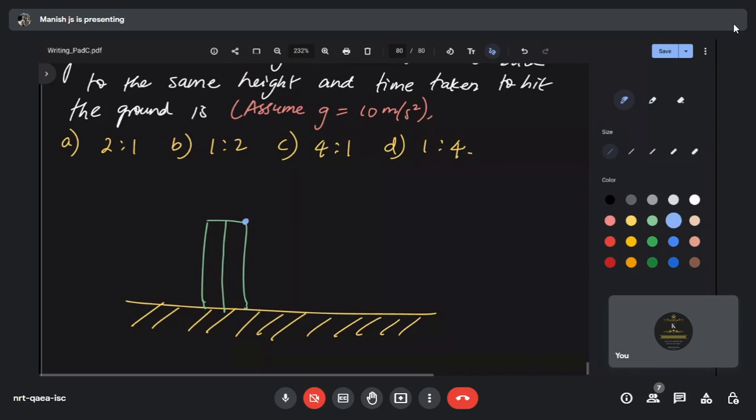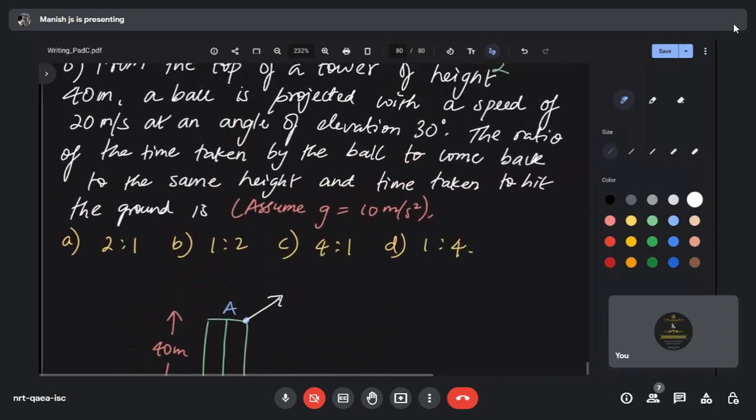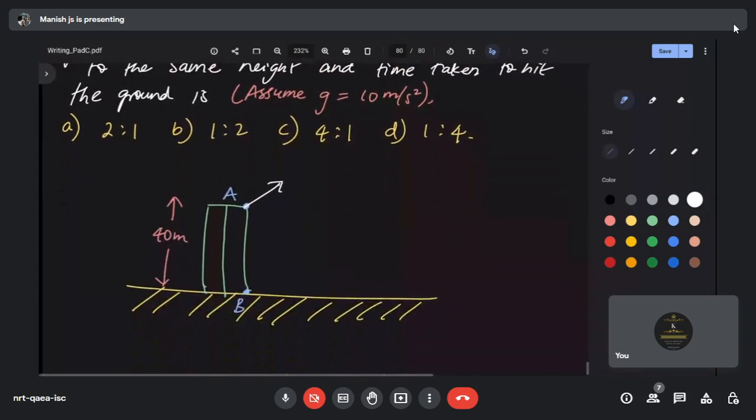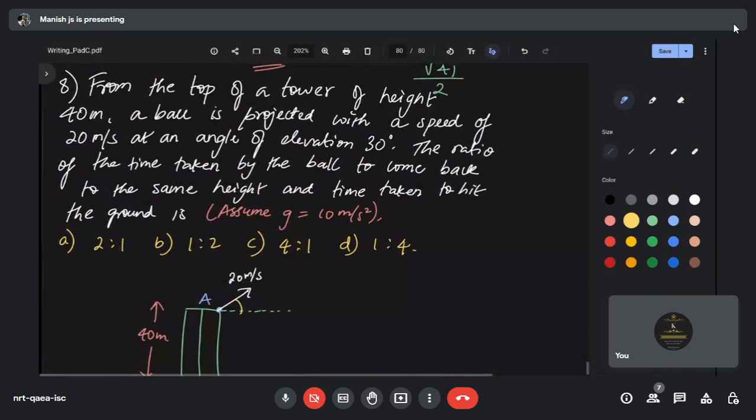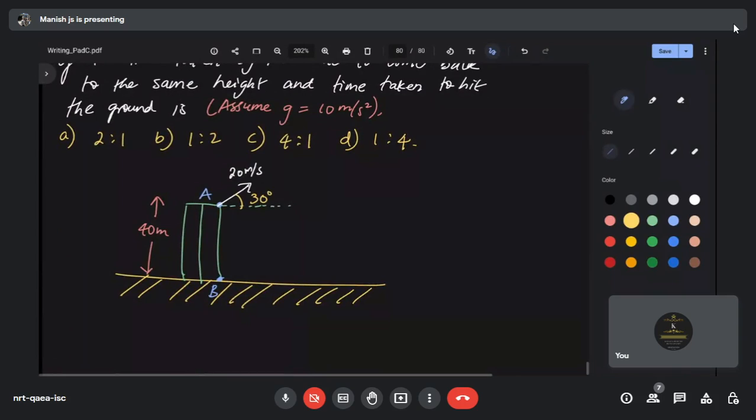Say this point we can note as A. We'll take this point, the base of the tower, as B. So what is the distance AB as per the question? It is 40 meters, that is the vertical height. From here it has been projected with an initial velocity of 20 meters per second. They have also given the angle of elevation. What is the angle made with the line of sight? 30 degrees. So this is 30 degrees.